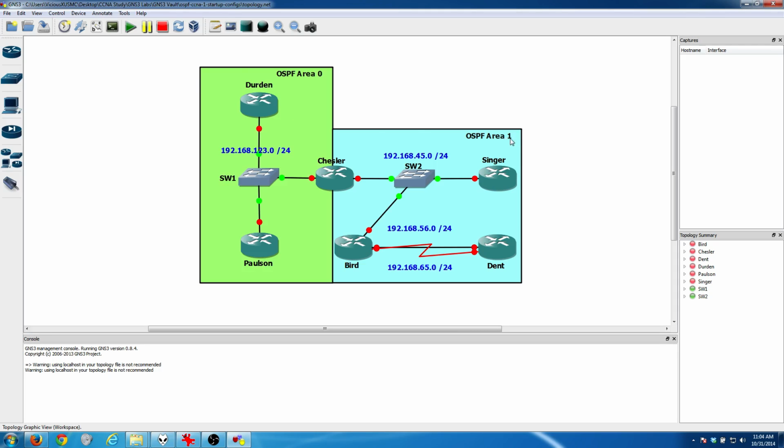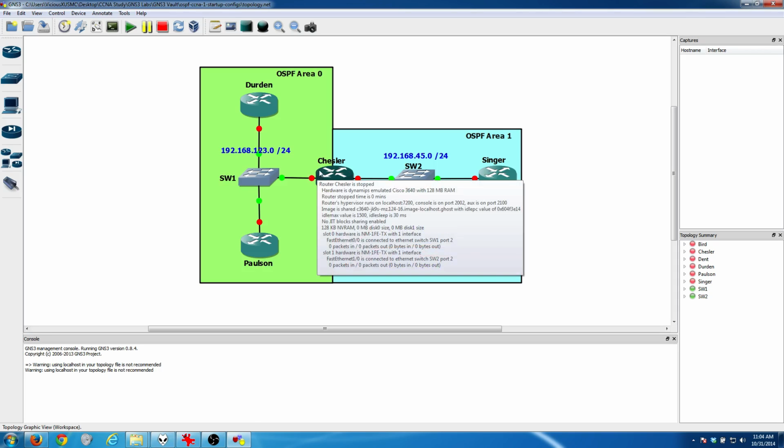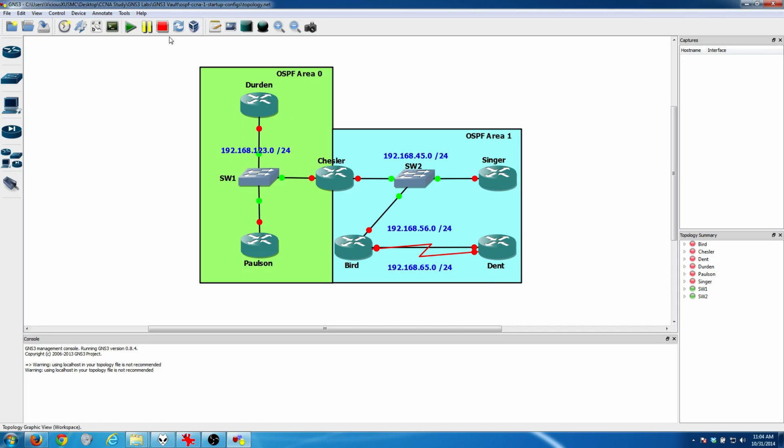So we got all of our setup here. I did correct a typo. This is OSPF area 1. We're going to be configuring a multi-area OSPF network here. And let's go ahead and start all these routers up.